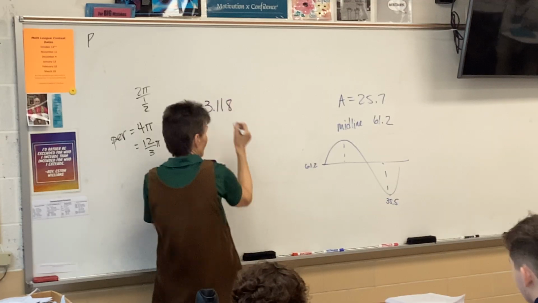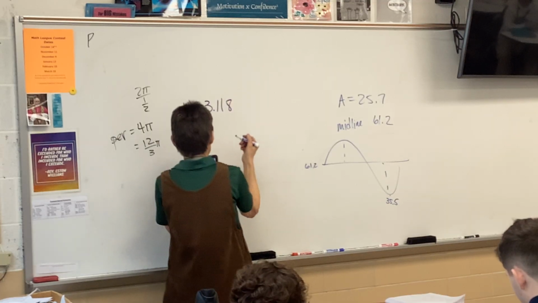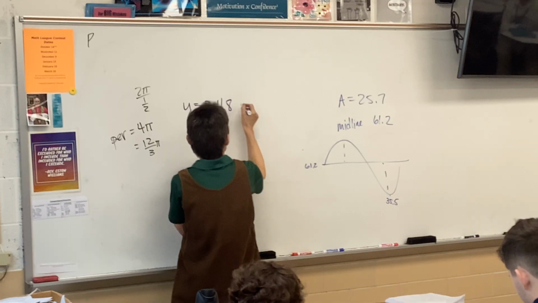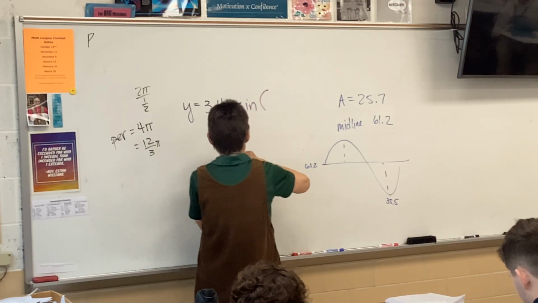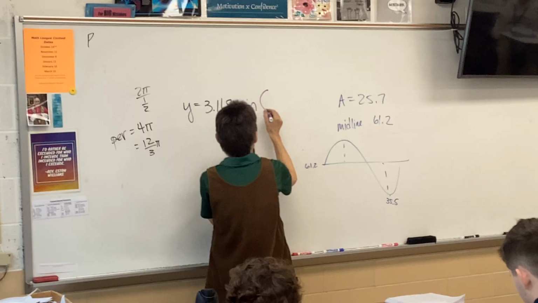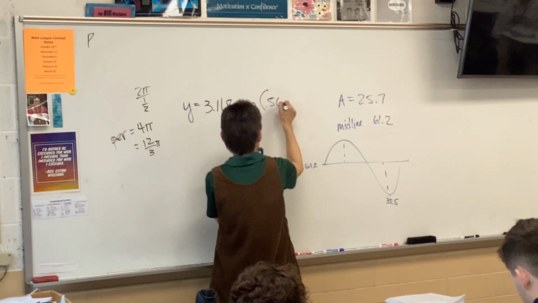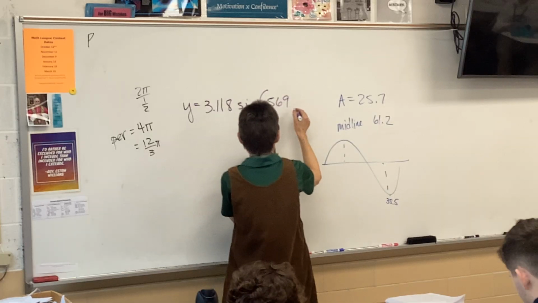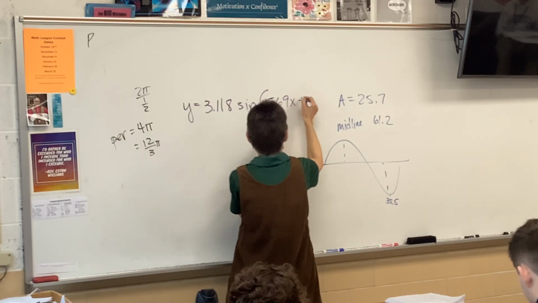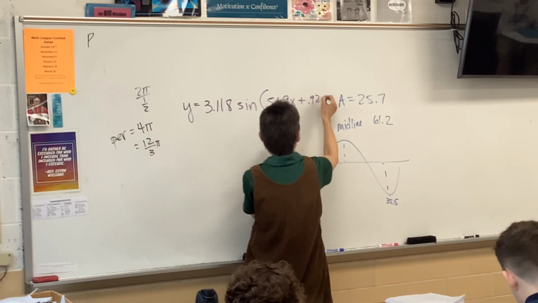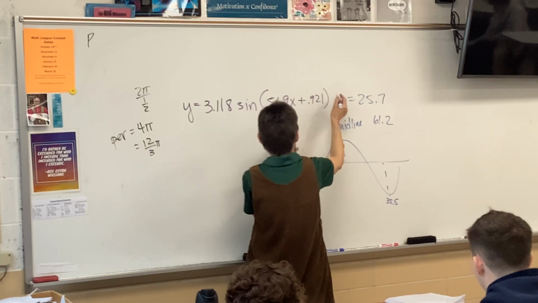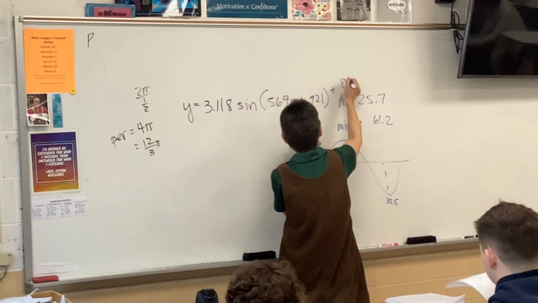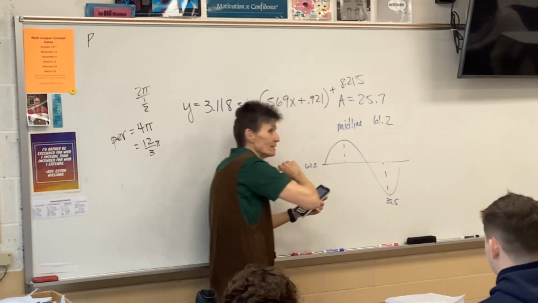Let's make it an 8. We're going to round to 1,000. So 3.118 sine parentheses 569, we'll go to 1,000, is that right? 569. X was, wait a minute, plus 0.921 plus 8.215. Does that look about right to everybody?